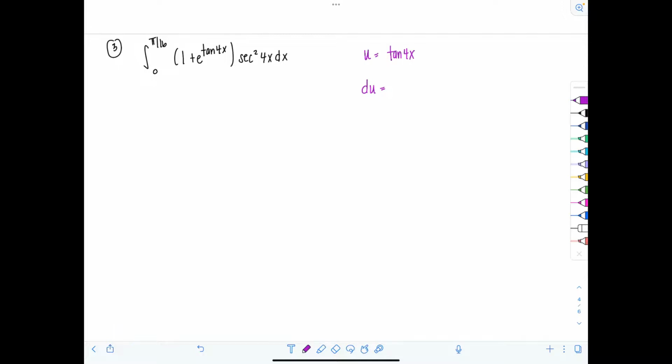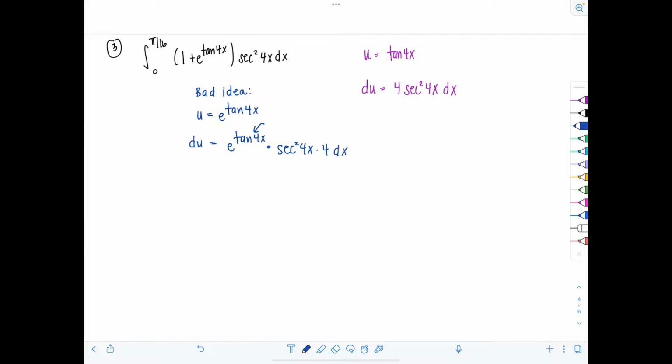If u is tangent 4x, du: what's the derivative of tangent something? It's secant squared something, and then bam, we got another chain rule, so you have to multiply by 4. Let me show you the bad idea. Why would you not want to do e to the tangent 4x? Because du would be the derivative of e to the something, which is e to the something, and then you've got this mondo chain rule, so now I have to multiply by the derivative of the exponent, which would be secant squared 4x times 4 dx.